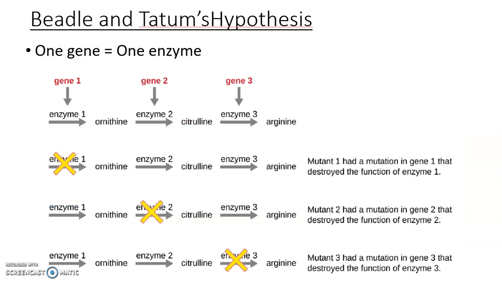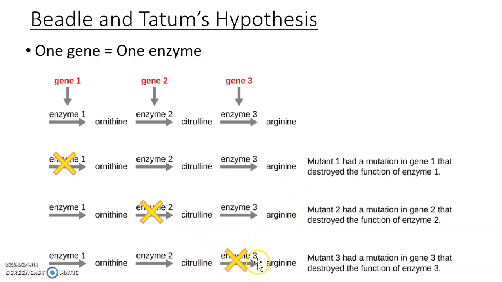And what they concluded as a result of this is what's known as the one gene, one enzyme hypothesis. And if you think about this process here, there must have been a mutation in a gene involved in the arginine biosynthesis process. And if that mutation was in this first enzyme here, they couldn't make any of these products here. If the mutation was in the second enzyme right here, if you supplemented them with ornithine, they were not able to process it and make citrulline or the arginine.